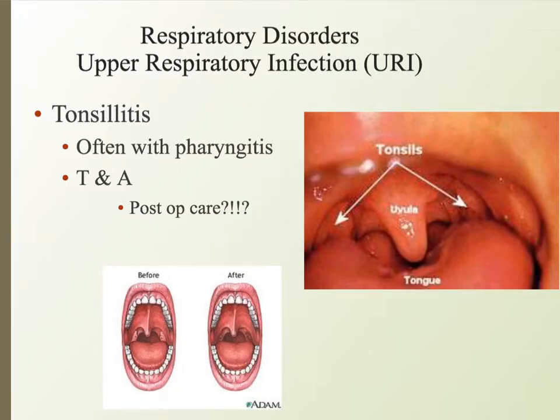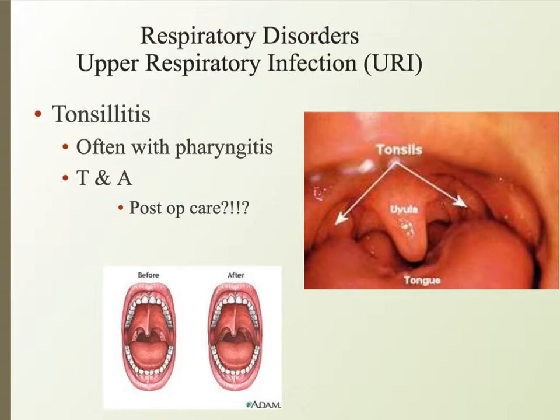Some other things that we need to worry about with upper respiratory infections is tonsillitis. This is very common with pharyngitis as well. Tonsils, what do? Let's discuss this in class. I hope you guys are all aware of the uses of our tonsils. If a child has chronic tonsillitis, we will eventually do a T&A, or a tonsil and adenoid removal.